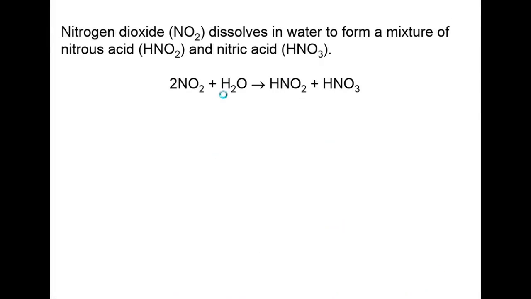Nitrogen dioxide formed through industrial processes can also dissolve in water to form a mixture of nitrous acid and nitric acid. So NO2 is mainly formed in car engines, because the very high temperature in the car engines can allow the very strong N triple bond to break and react with oxygen to give you NO2. So NO2 is released into the environment. It dissolves in water, gives us nitrous acid and nitric acid. So these two acids also contribute to acid rain.